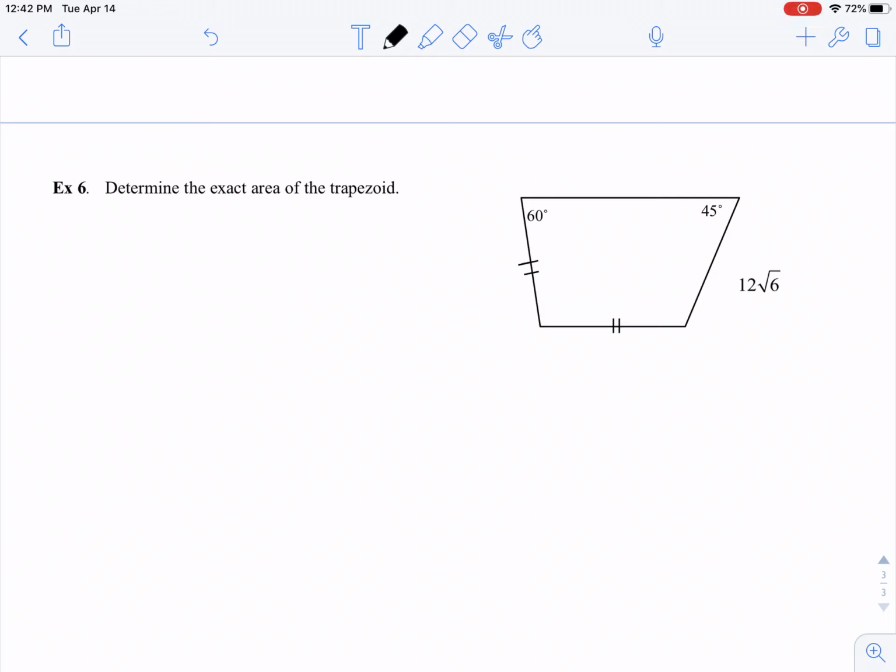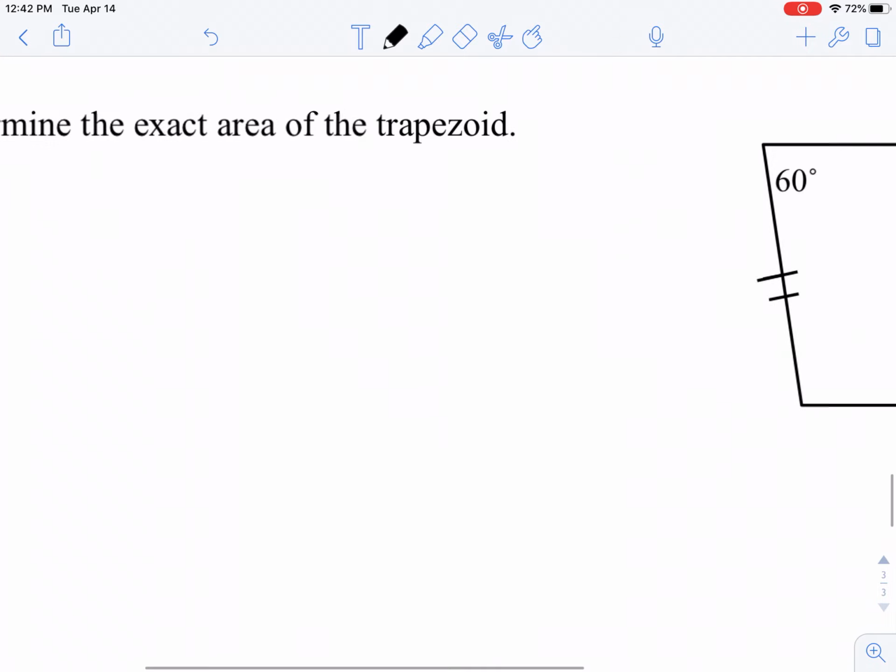Welcome back. This is example 6 for day 6, area of a trapezoid practice. It's asking us to determine the exact area of a trapezoid.